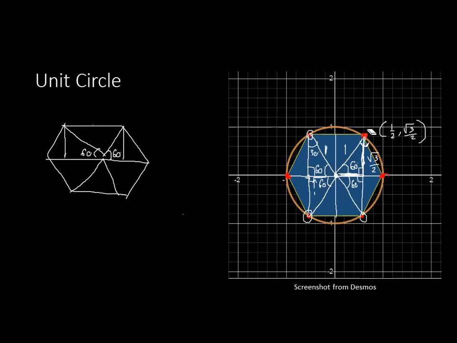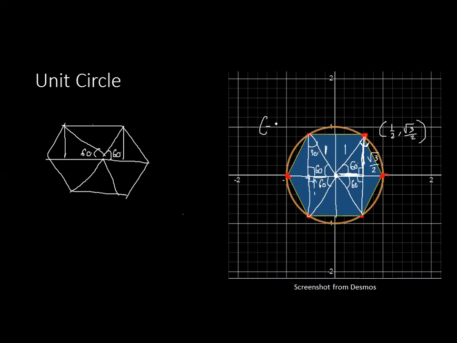So here, wait, let me erase the other unnecessary writings here. Okay, there you go. So here we have 1/2 and square root of 3 all over 2, right? So that means in here, we also have 1/2 and square root of 3 all over 2. But again, the signs will differ.